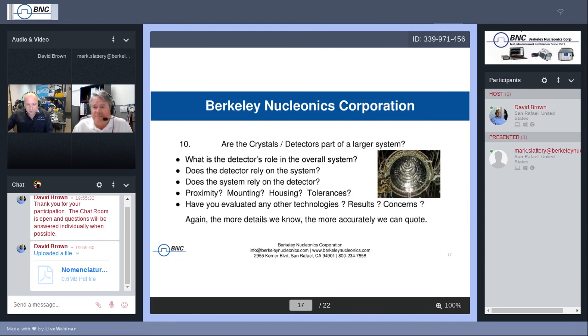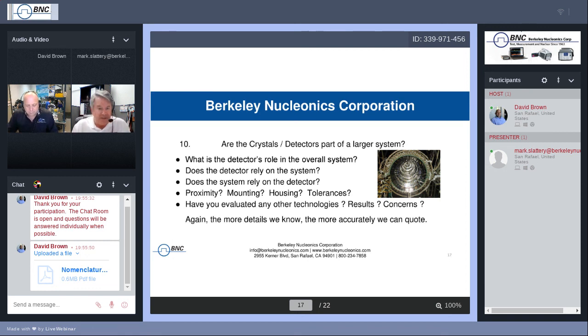And then, of course, the big picture, right? So you want a custom scintillator. What's the entire system look like? Is it going to be part of a larger system? We ask the questions. It's helpful for us to know. What's the detector's role in the overall system? Will the results of the detector measurements have an effect on what the rest of the system is allowed to do? Will the system have to rely on the detector? Will the detector have to rely on what the system gives it?